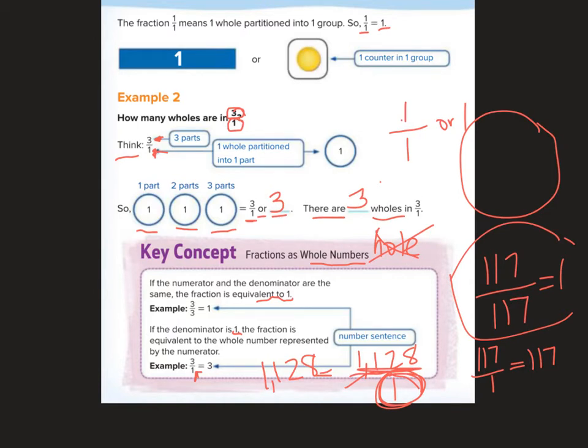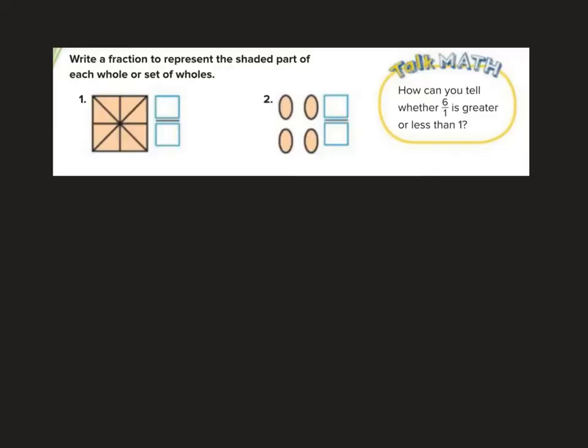Let's keep working on some more problems here. Write a fraction to represent the shaded part of each whole or set of wholes. So first we need to figure out how many parts do we have. 1, 2, 3, 4, 5, 6, 7, 8. I have 8 total parts. And how many are colored in? 8 are colored in. So we could also say that 8 over 8 is equal to one whole square that's cut into 8 parts, right? We colored the whole thing in, one whole square. So let's look at this next one.